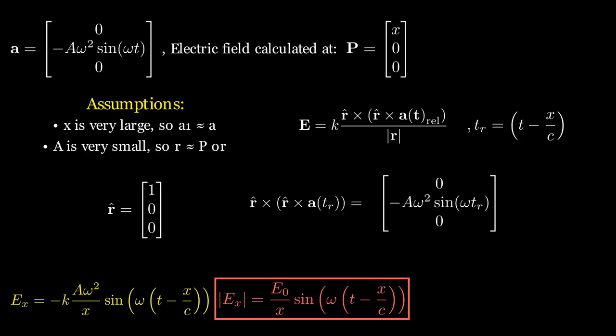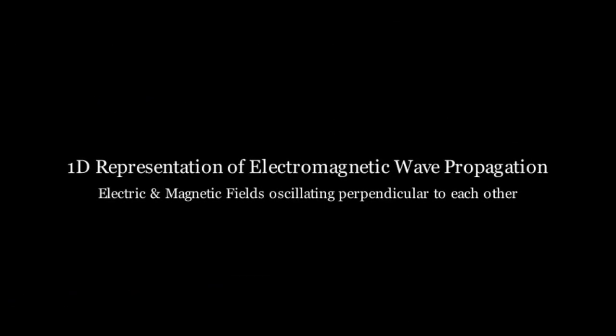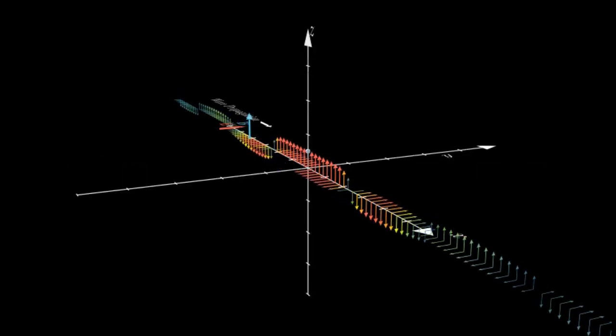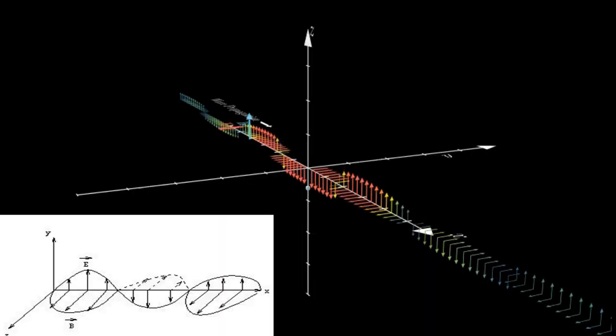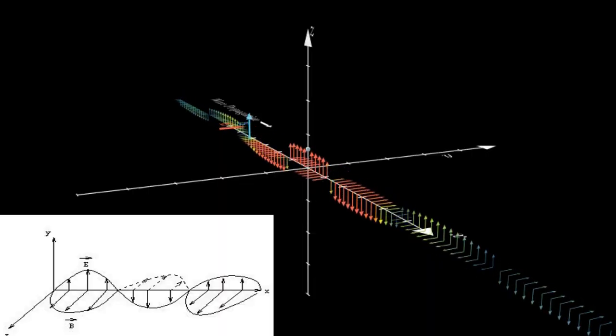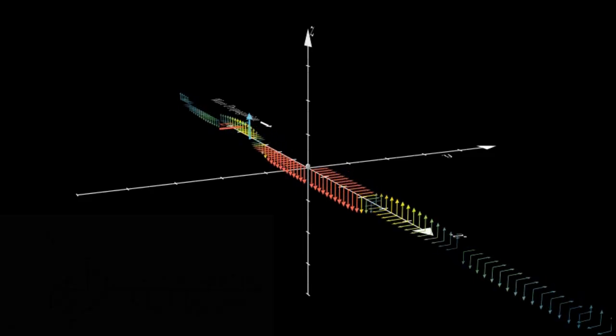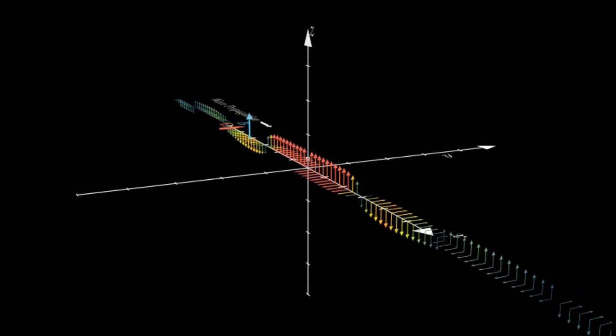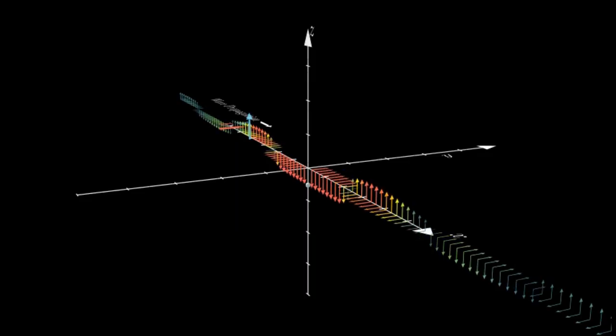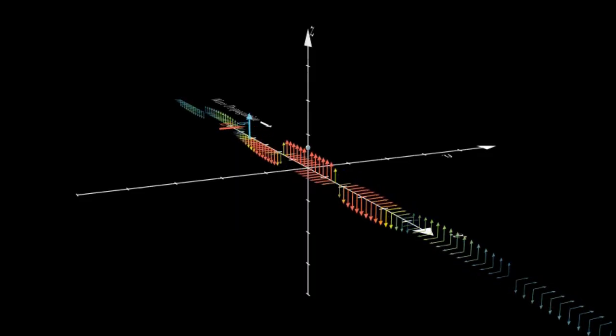Finally, let's plot both the electric and magnetic fields together, constrained to a single axis. As expected, we get sinusoidal electric and magnetic waves, oscillating perpendicular to each other, the classic structure of an electromagnetic wave. And with that, we have successfully derived and visualized the fundamental nature of electromagnetic radiation.